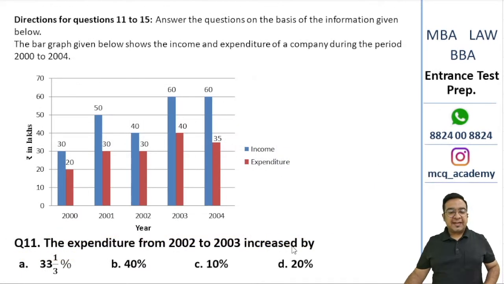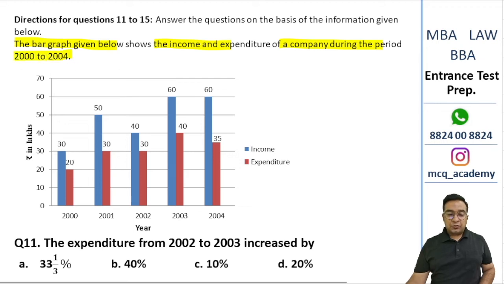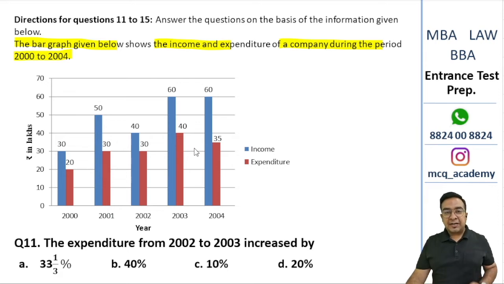Moving on to the next set of questions, question number 11 to 15. The bar graph given below shows the income and expenditure of a company during the period 2000 to 2004. So the red bars represent the expenditure and the blue bars represent the income of the company in rupees lakhs. The unit here is rupees lakhs.